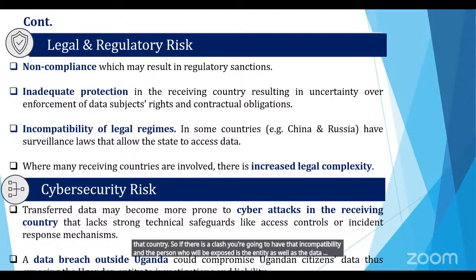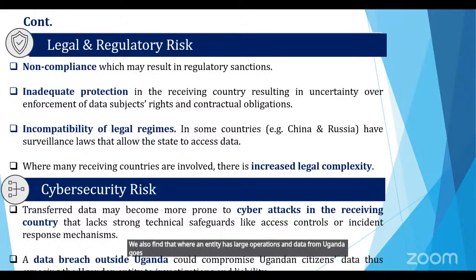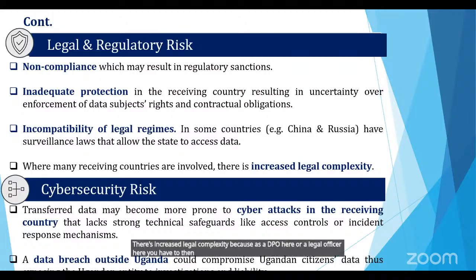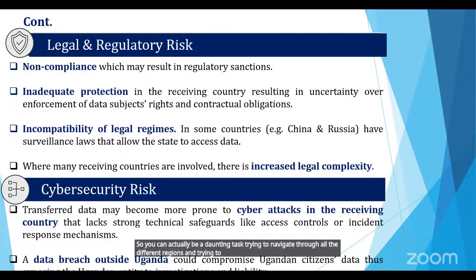We also find that where an entity has large operations and data from Uganda goes to many receiving countries, there's increased legal complexity because as a DPO here or a legal officer here, you have to then wade through a web of different legal regimes, trying to assess all the risks at the same time, comparing opinions here and there. So it can actually be a daunting task trying to navigate through all the different regimes and trying to assess what is best for the business.